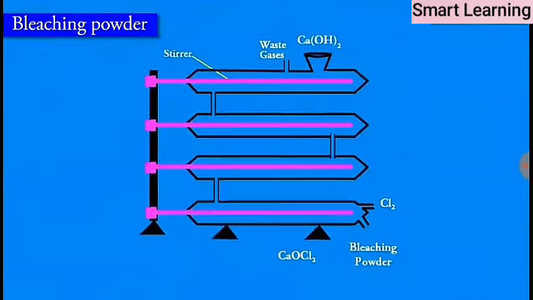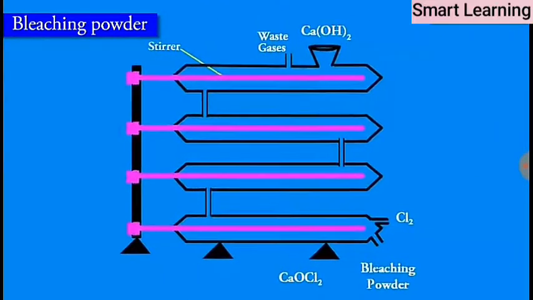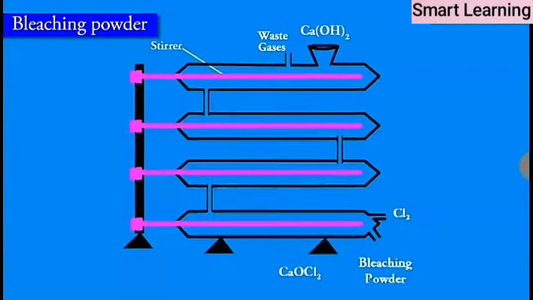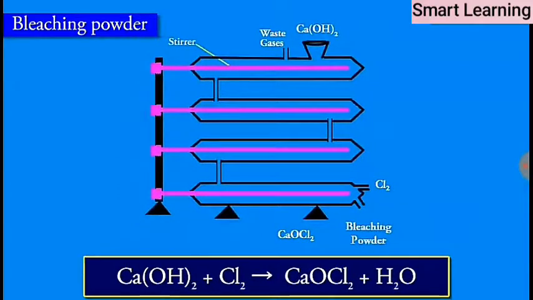Bleaching powder is produced by the action of chlorine on dry slaked lime, that is Ca(OH)2. Bleaching powder is represented as CaOCl2, though the actual composition is quite complex. The reaction being Ca(OH)2 plus Cl2 gives CaOCl2 plus H2O.